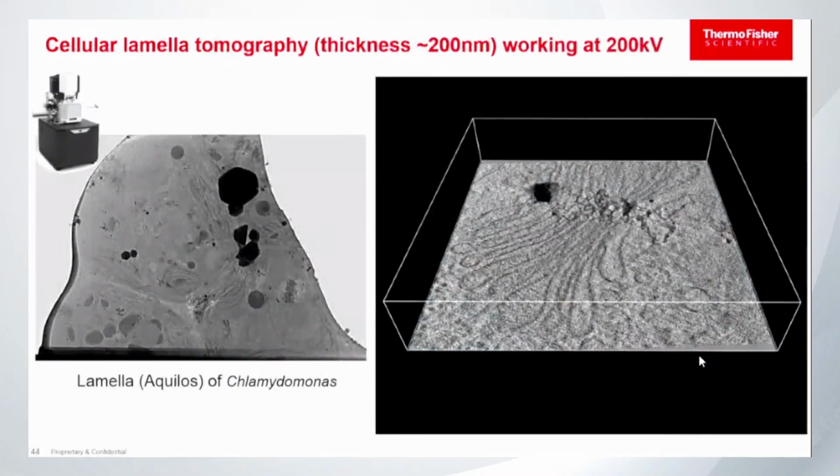So this is a typical lamella. You will be able to get around 200 nanometers in thickness. This is Chlamydomonas, so you can already see different organelles here. And those black spots are ice contamination. It's almost impossible to have a lamella without any crystalline ice, so you will always see these areas of black spots with ice.